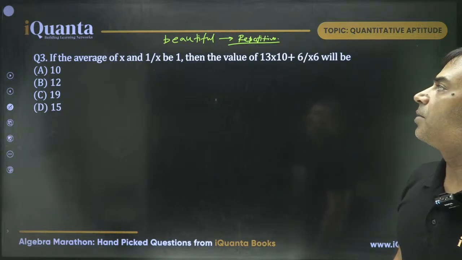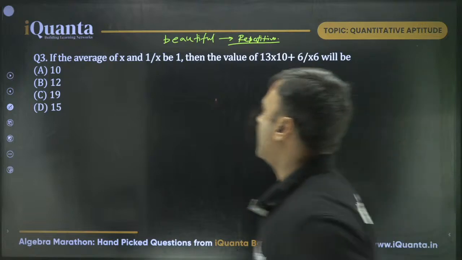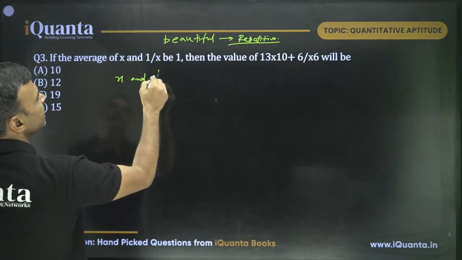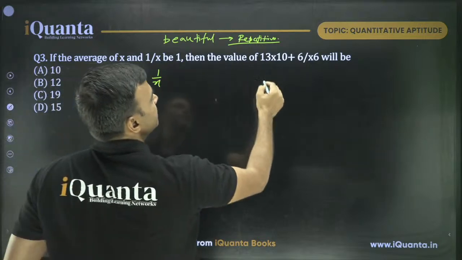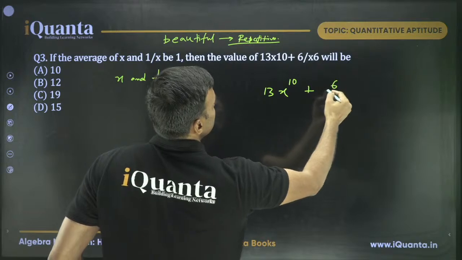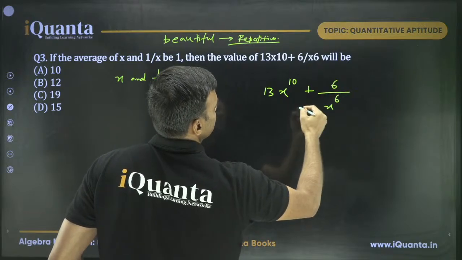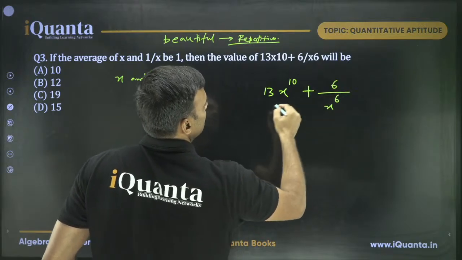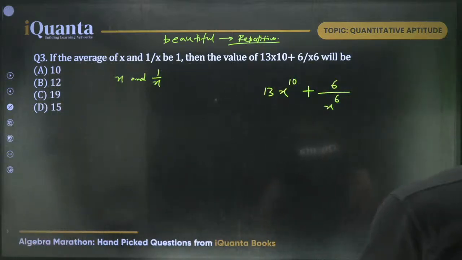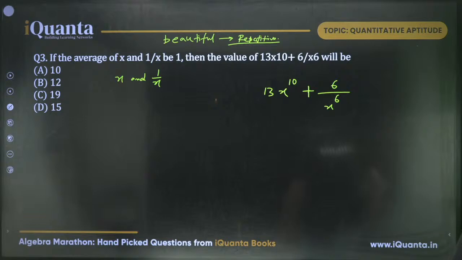If you have any trouble in reading the question, you can tell me. In fact, I'll do that. It says x and 1 by x. Okay. And here it says 13x to the power 10 plus 6 divided by x to the power 6. If the question is unclear, you can tell me. Otherwise, wherever I feel it is needed, I'll tell you beforehand. Okay? Are you guys enjoying?